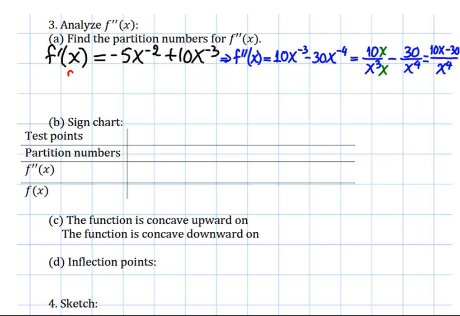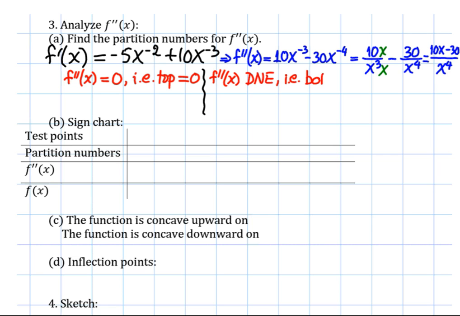We will let the second derivative equal to 0 for a fraction. That means the top is 0, and the second derivative does not exist, meaning the denominator, the bottom, equal to 0. So we have 10x minus 30, that is the top equal to 0, so x equal to 3. The bottom equal to 0, so we have x equal to 0. Right.